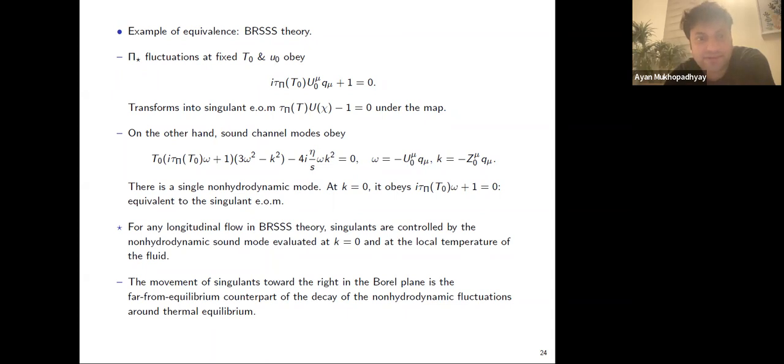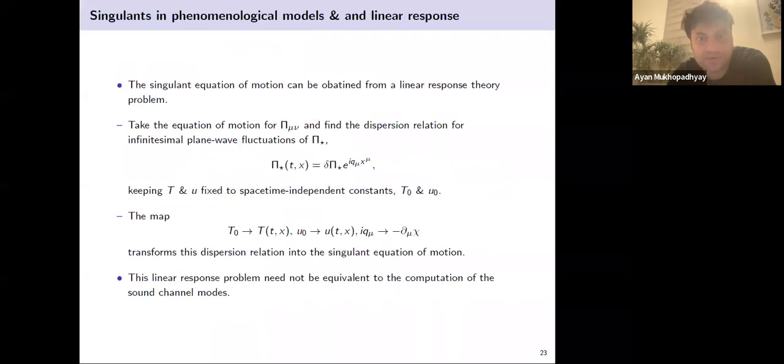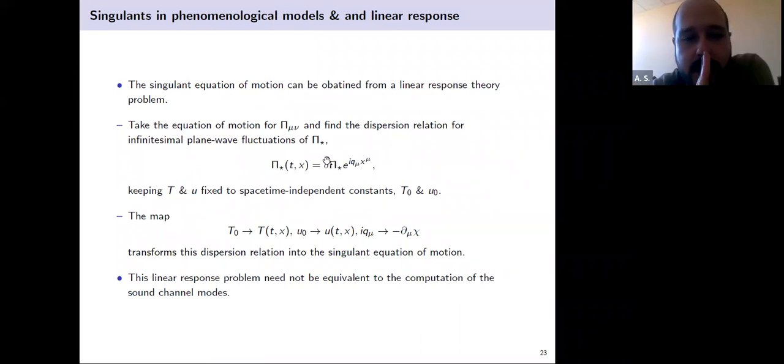Could you just define what is the most general algorithm that you get? So you fix your u to be the local fluid velocity and T. You don't need neighborhood information, and then you see the equation of motion of this non-hydrodynamic pi. So in MIS theory, time permitting, I'm going to show you the corresponding argument in kinetic theory. In an MIS theory, for longitudinal flow, what you do is fix T and u to some space-time independent constant, and then find the dispersion relation obeyed by this plane wave fluctuation of pi star.